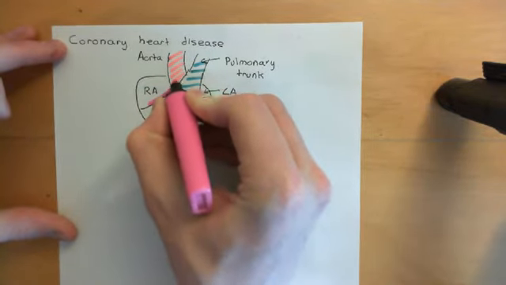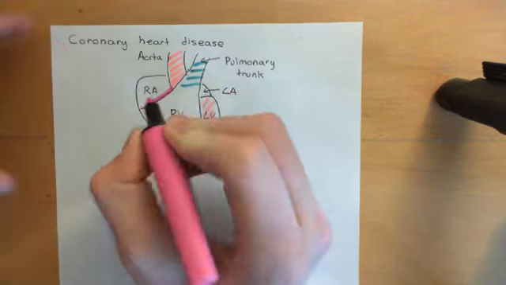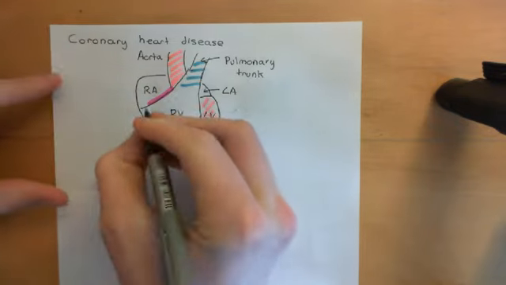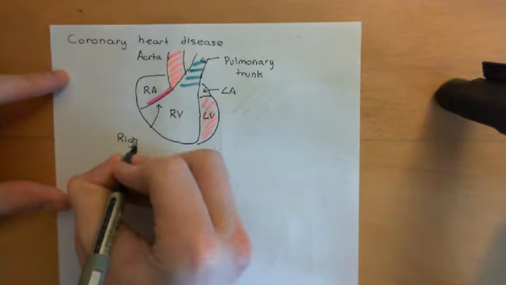Okay, one of them comes off here and moves down this crack between the right atrium and the right ventricle, and that's obviously the right coronary artery. Okay, so this is called the right coronary artery here.